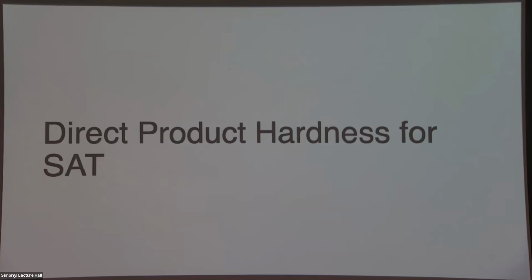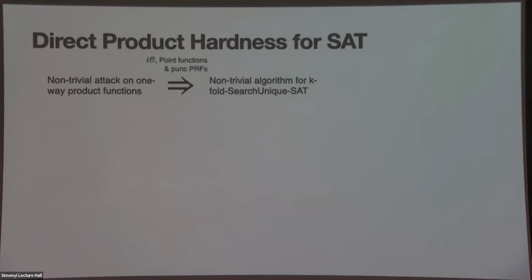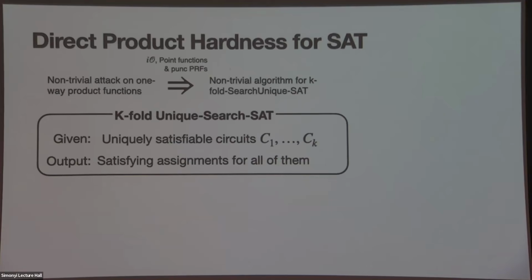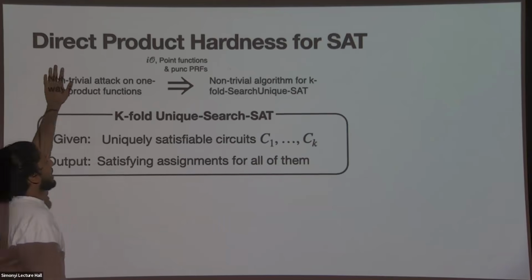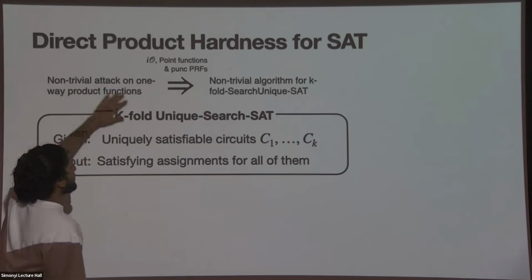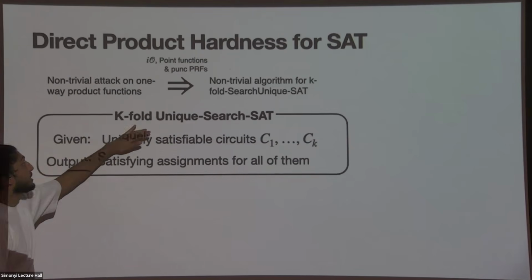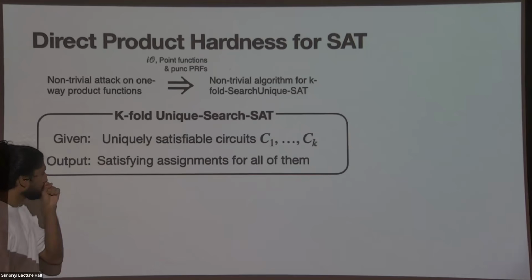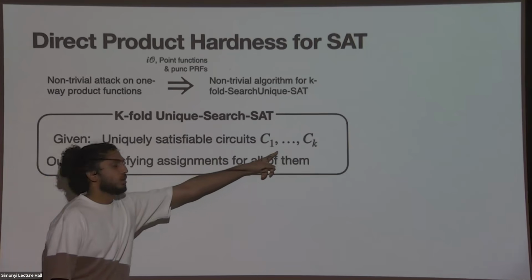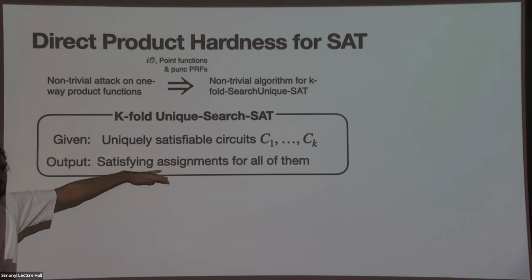And so the last thing I wanted to talk about is a little bit about direct product hardness for SAT, but we're at the last minute mark. I just had one slide on this. Basically what you can do is use IO to turn direct product hardness for one-way functions into direct product hardness for SAT, which is k-fold unique search SAT: I give you k circuits that are all promised to be uniquely satisfiable, and I want you to find satisfying assignments to all of them.